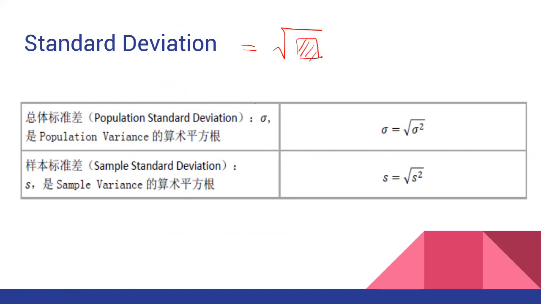Okay. For population, we use letter sigma to denote the population standard deviation. Population standard deviation is the square root of sigma squared. For sample, standard deviation is denoted as S. S is the square root of the sample variance, which is S squared, right? So normally, if you want to find the standard deviation, first of all, you need to calculate the variance, and then you find the square root of the variance. Then you get the standard deviation, right?